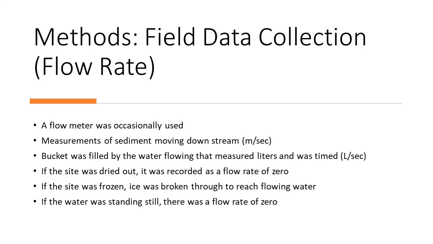So for the flow rate aspect of the study, a flow meter was occasionally used, not in most cases though. The two main ways were, first, measurements of sediment moving down the stream. You could kick up the sediment, measure from a distance, and time how long it takes to get to a certain distance down the stream, and that was measured in meters per second.